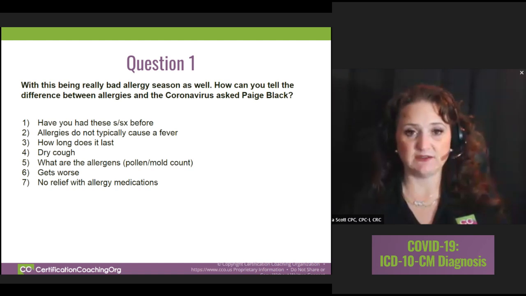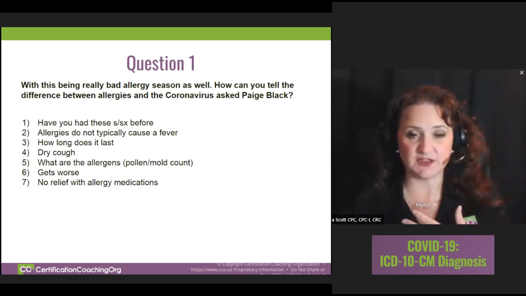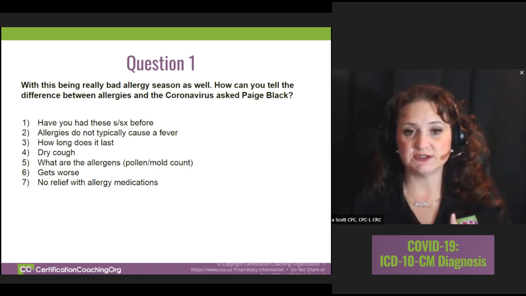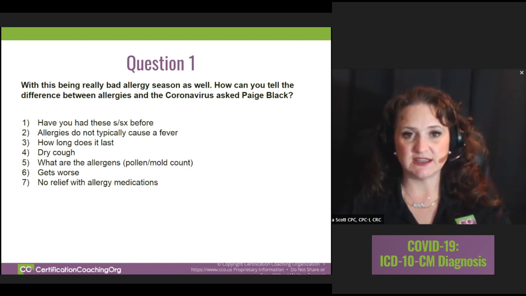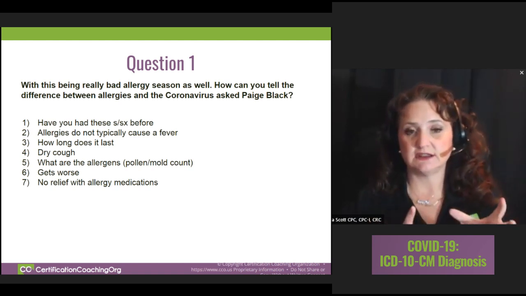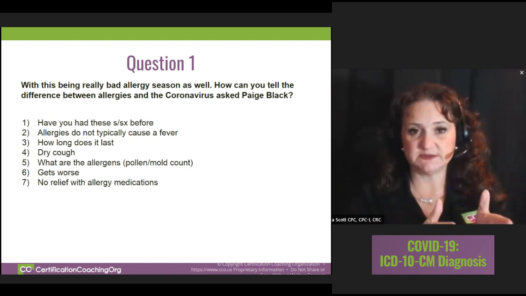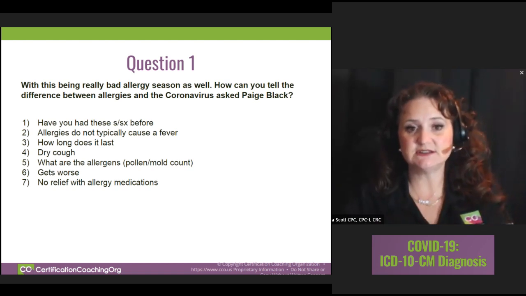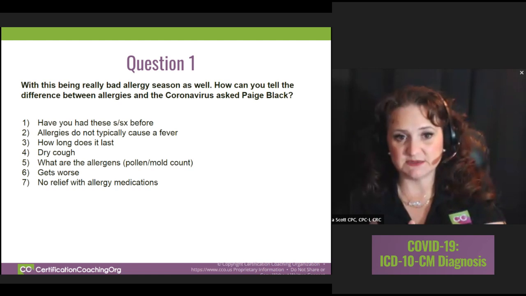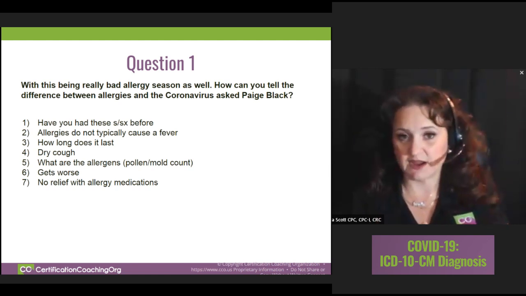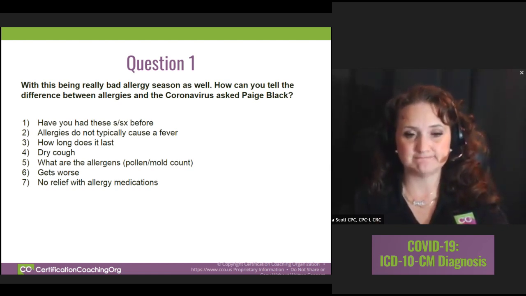Now, if you're not getting relief from allergy medication, you're getting worse, you're starting to run a fever, your cough is dry, and you're starting to get chest pains, then the doctor is going to ask, have you been exposed? That's how you're going to look at it: are these signs and symptoms of allergy season, or of this new coronavirus called COVID-19?